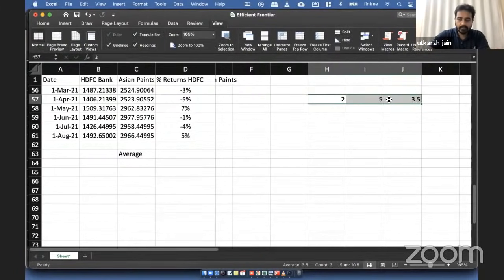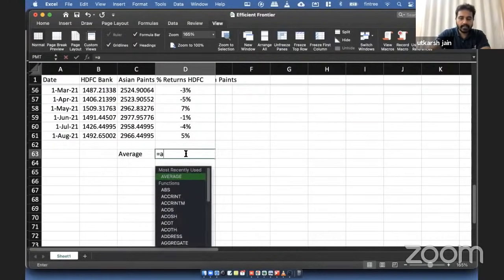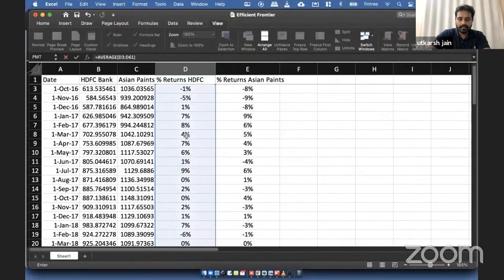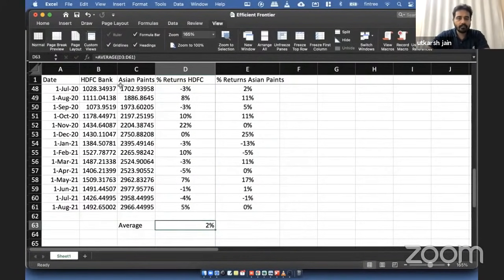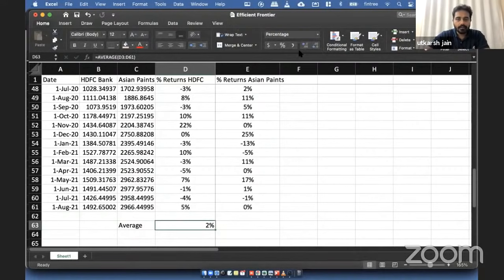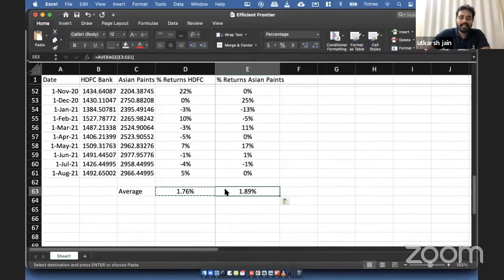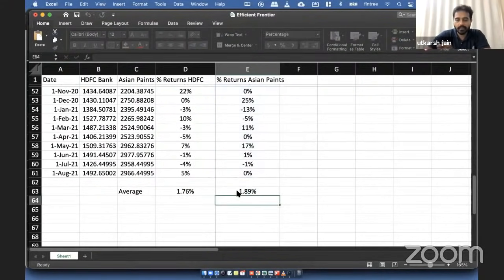So I'm going to do the same stuff. I'm going to use the average formula to get the mean of these. So E is equal to average, and then I'm going to select these 59 values here. So the average monthly return is coming out to be 1.76% for HDFC Bank, and 1.89% for Asian Paints. Okay, can you see?